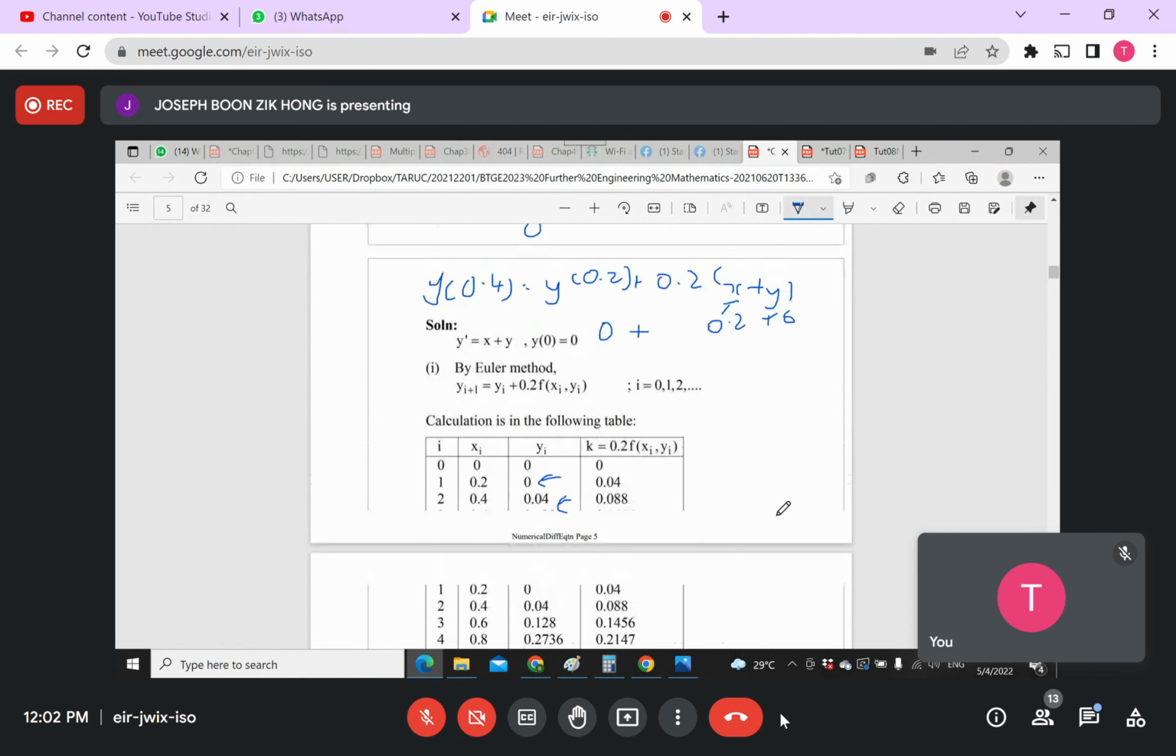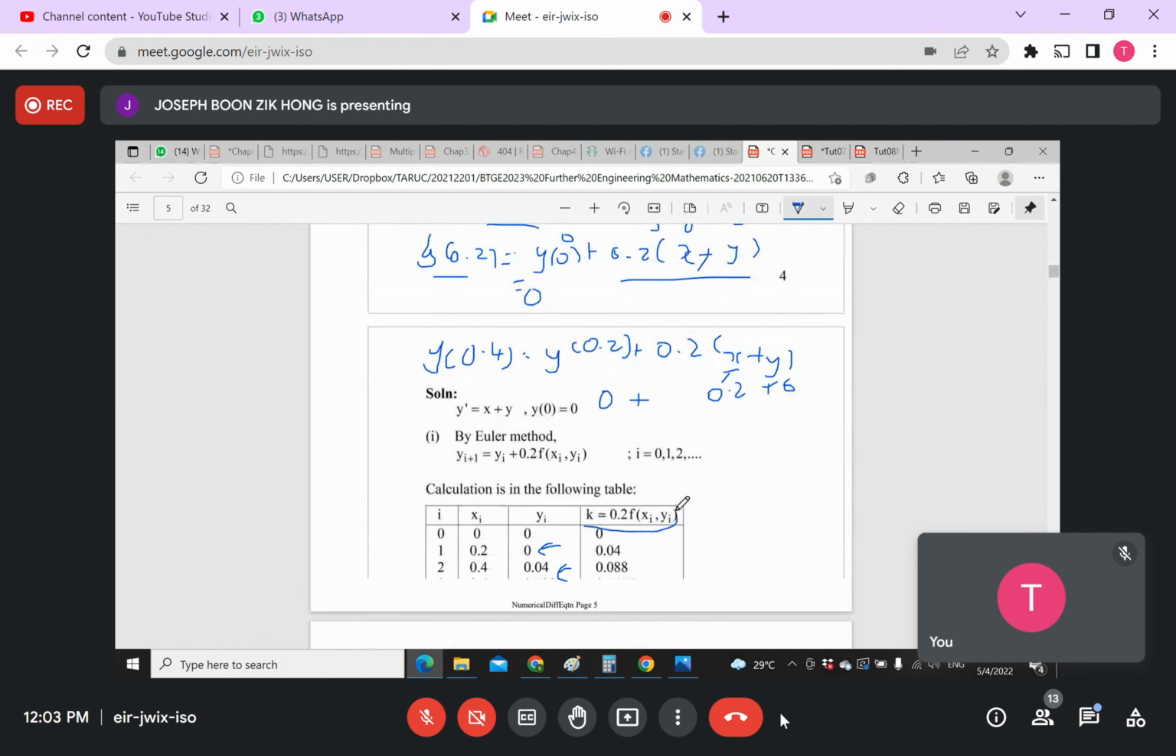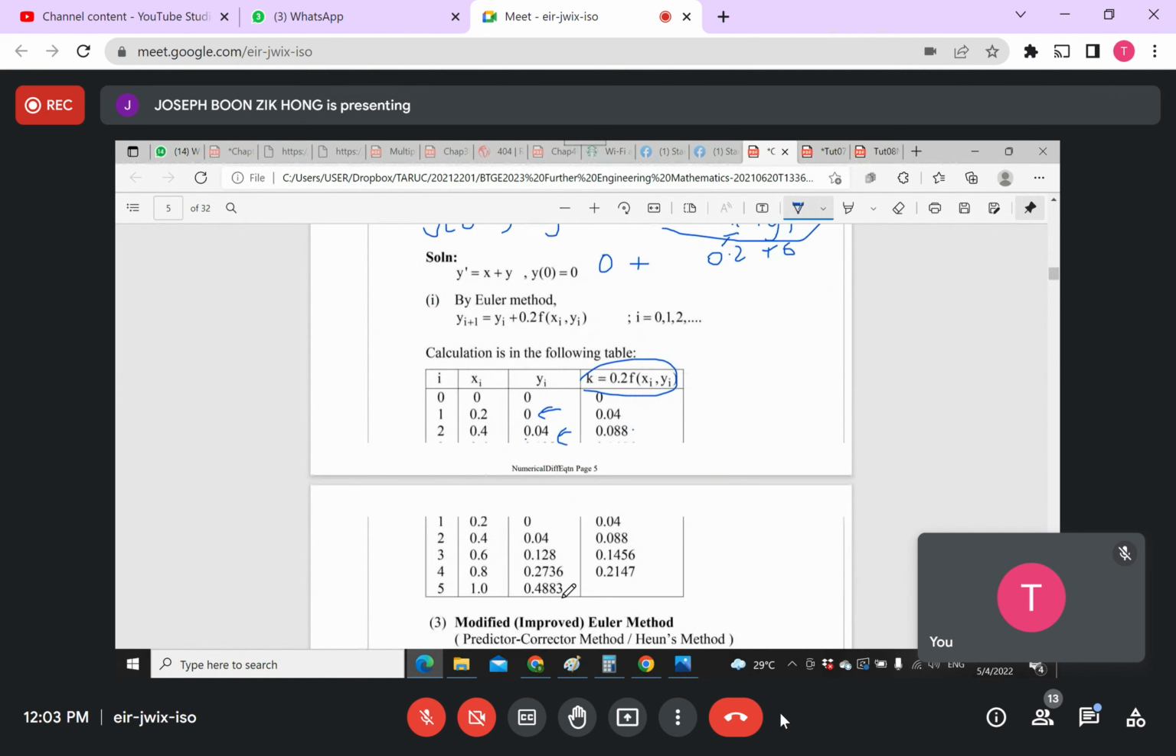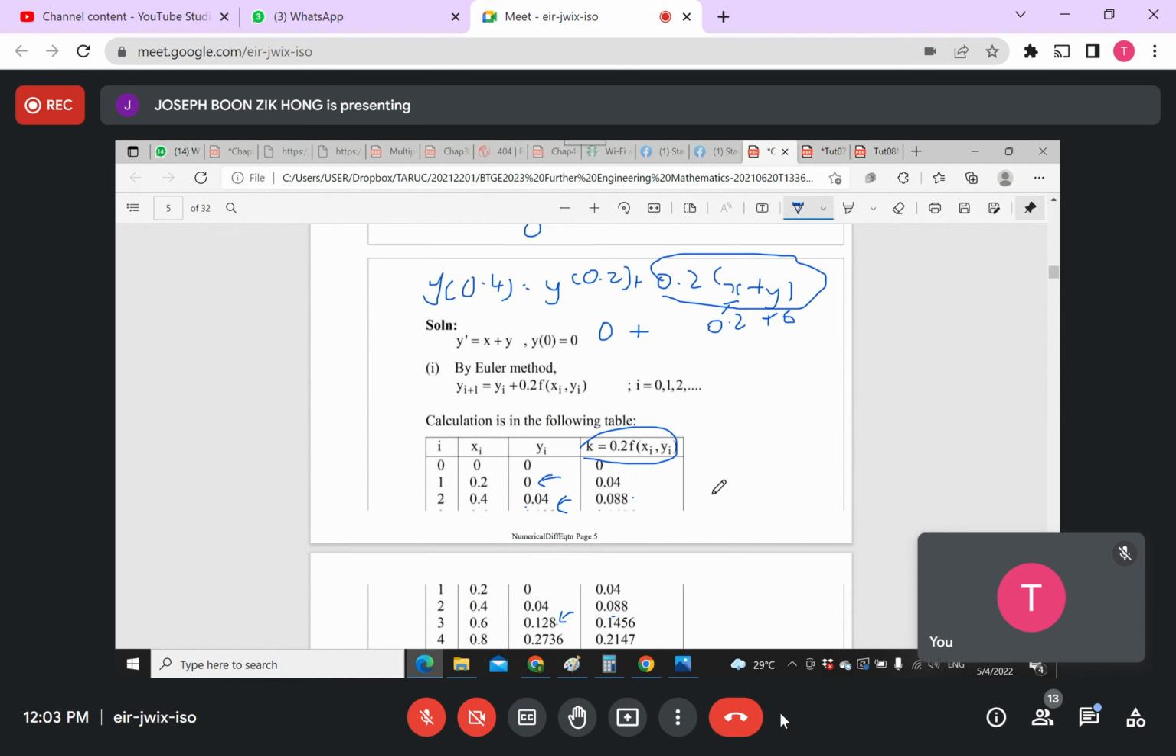Okay, so this one is they're trying to separate them, like they make this one as one thing. So you just need to take this one plus this one in order to get the next one. So this one plus this one to get the next one again. So this is basically what they do here. Okay, so this is called Euler method.